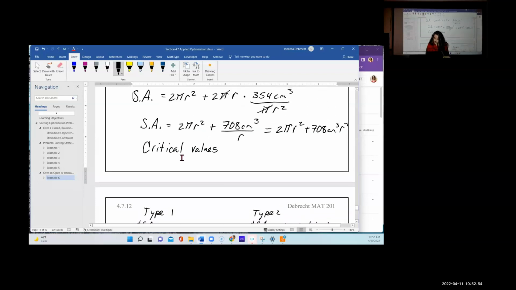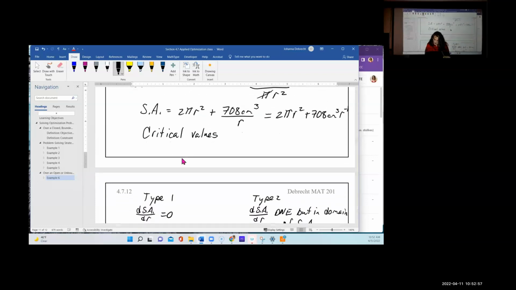Now, when I take the derivative of this, the first thing I'm going to get from the first term is going to be 4 pi r. And then from the second term, because I have r to the -1, I get a -1 coming to the front, 708 centimeters cubed, r to the -2, which is the same as dropping it to the denominator and saying over r squared. So I have 4 pi r minus 708 centimeters cubed divided by r squared.